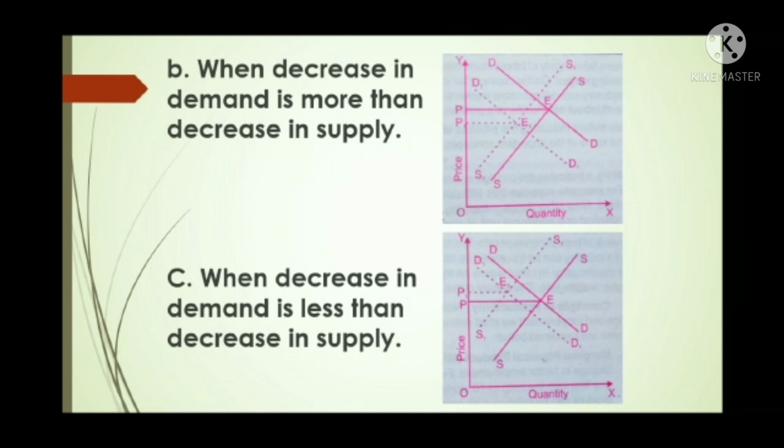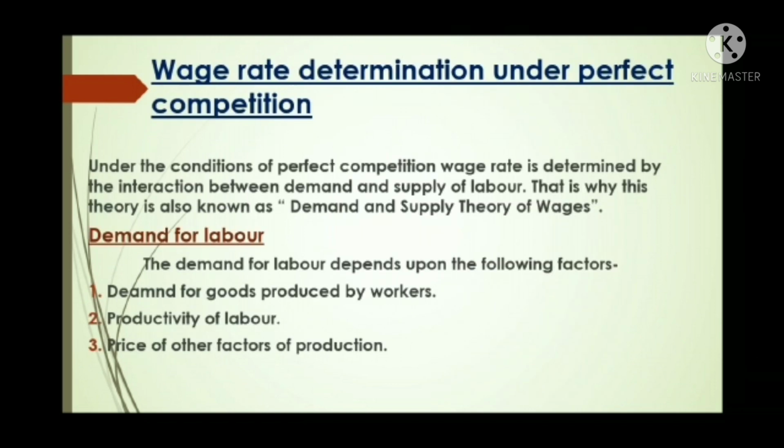Next, wage rate determination under perfect competition. So under perfect competition, wage rate is determined by the intersection between demand and supply of labor. That is why this theory is also known as demand and supply theory of wages. So demand for labor can be clearly understood from the following factors.